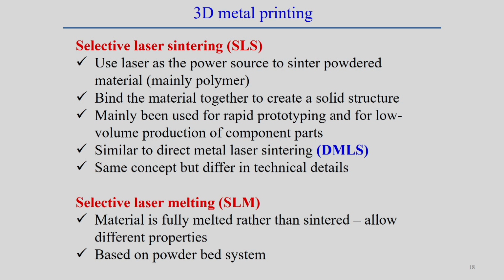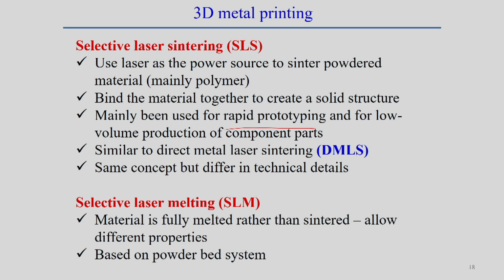That is how the sintering process happens, and it is a similar sintering process to what we normally follow in powder metallurgy techniques also. Here we bind the materials together on the sintering principle to create a solid structure, and it is mainly used for rapid prototyping and for low volume production of component parts. If low volume production is required, we normally follow selective laser sintering.